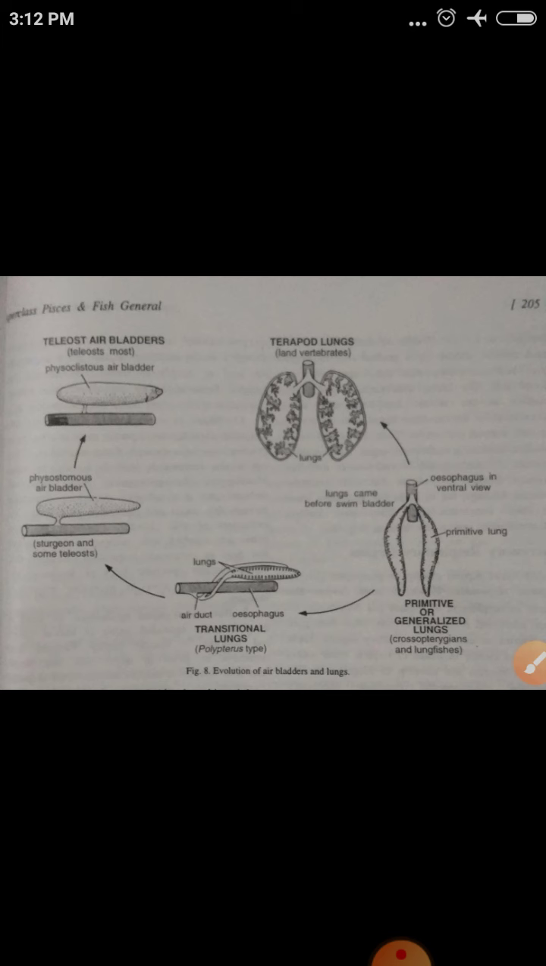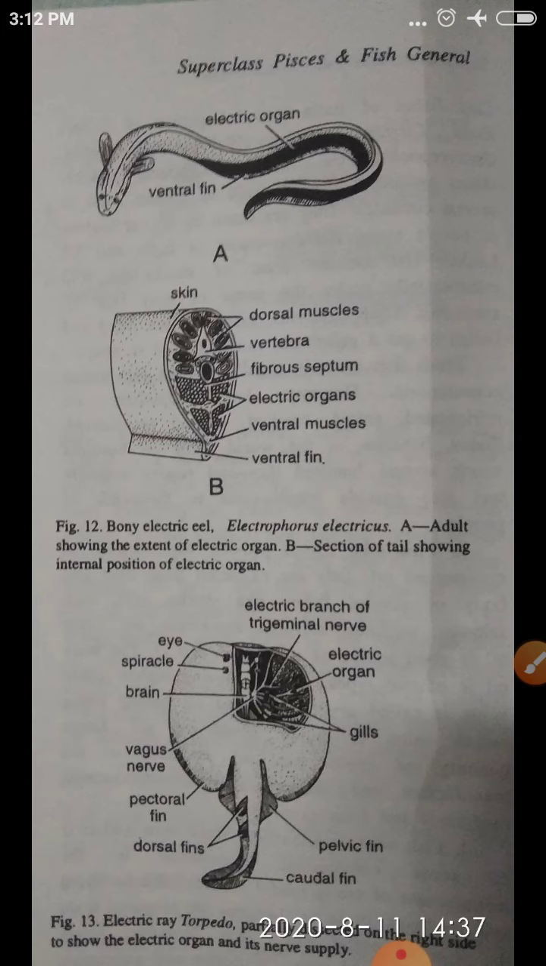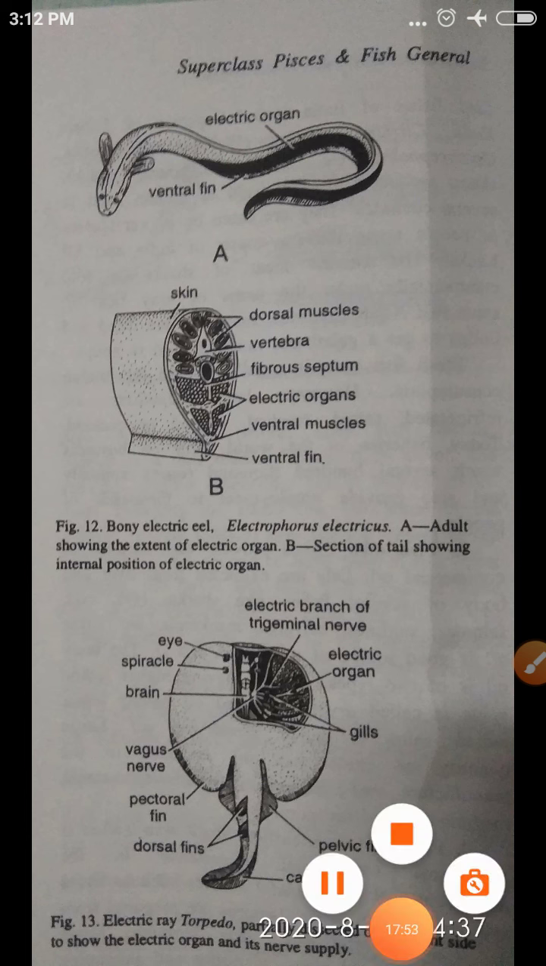The second line of evolution, without change in position but with extensive internal folding, led to lungs for respiration found in land vertebrates. They were lost in elasmobranchs and a few teleosts. So this is the origin and evolution of the air bladder in fish. Then in the last we will discuss the electric organs of fishes in this video.